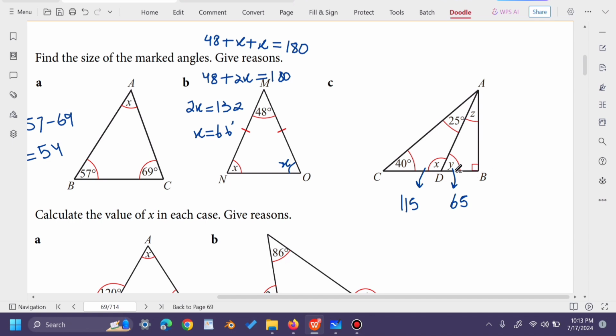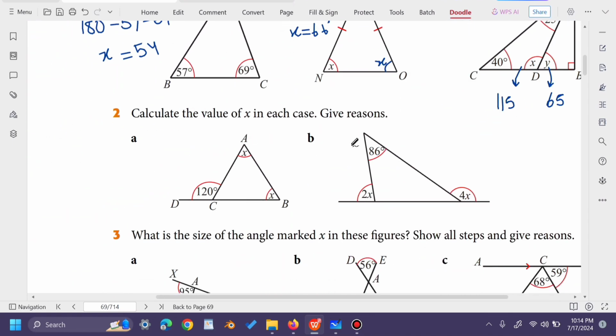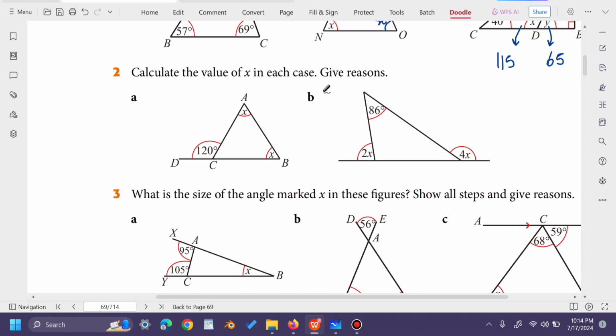अच्छा, अब हमारे पास 90 आ गया, 65 आ गया, अब हम z भी निकाल सकते हैं क्योंकि sum of angles in a triangle should be equal to 180 degrees. So what we are going to do is 180 minus 90 minus 65. This is going to be 25. 180 में से 90 माइनस किया और 90 में से फिर 65 माइनस किया, यानी y माइनस किया, तो हमारे पास 25 आंसर आ गया. That's how we were able to find it out. Okay. Next we have question number 2, calculate the value of x in each case.